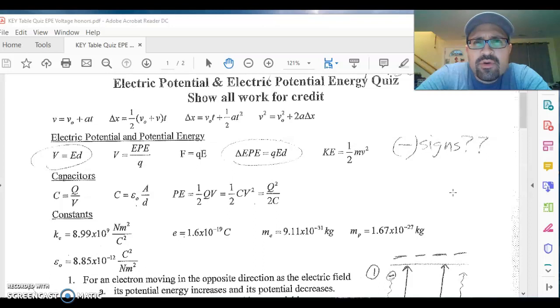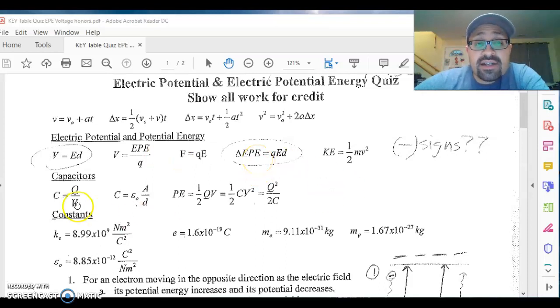This is a table quiz that you took and a group quiz. The name of the quiz was Electric Potential, Voltage, and Electrical Potential Energy. Let's take a look at the equations here very quickly. All of these equations should look familiar. Here we have a list of equations void of positive, negative signs. The reason for that is because you can deduce from the context of the scenario whether a voltage is increasing or decreasing. Same thing with an energy state.